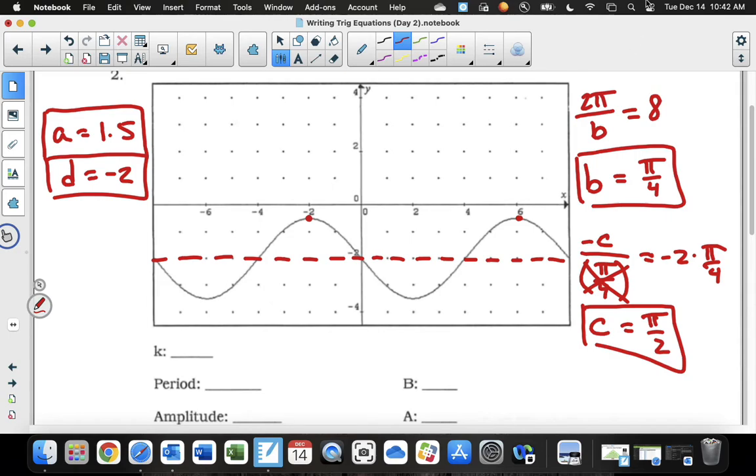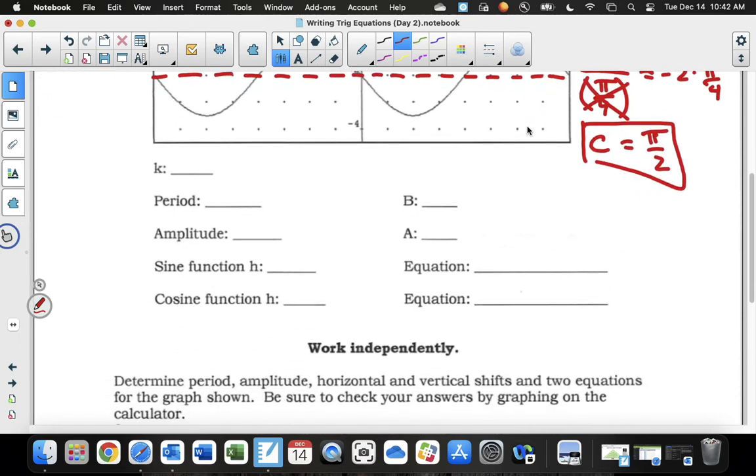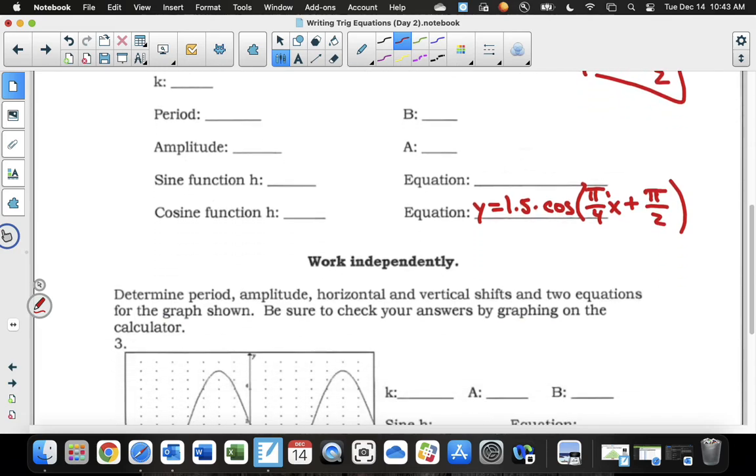Once again, now we just write the equation off of that. Y equals 1.5 times the cosine of pi over 4x plus pi over 2, our C value. And then what did we say D was? +2? -2. Thank you. -2 at the end.